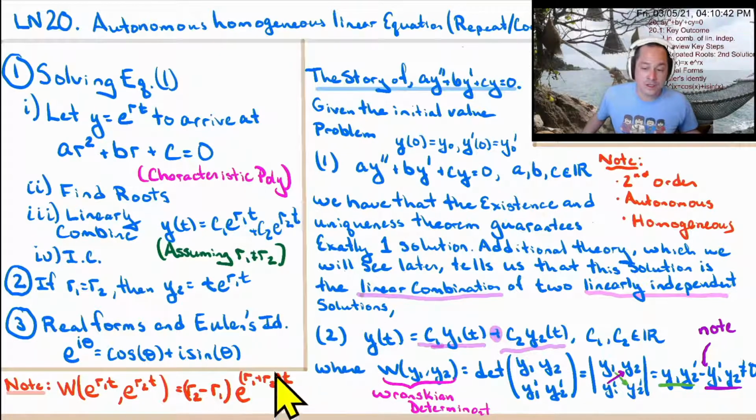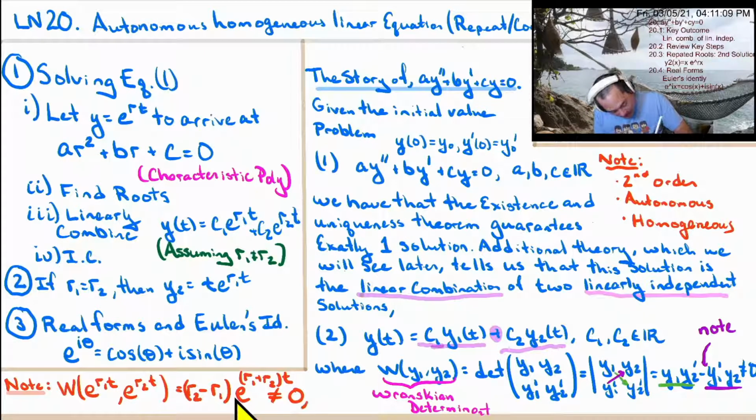And so, since this exponential function is never 0, the only way this Wronskian could be 0 is if R2 and R1 are the same. If the exponents of the two exponential functions are the same, then I could get a 0 here. Well, what would I say in terms of the language I have? I would say that this is not 0 when R1 is different than R2. That is the key point.